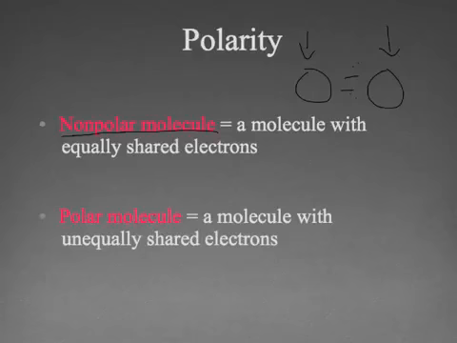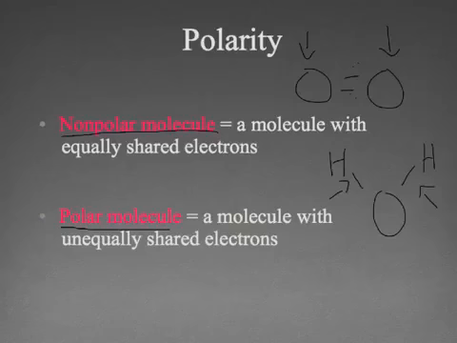However, in a polar covalent bond, the electrons are not shared equally. An example of a polar molecule is water. The electrons in each of these bonds end up hanging out a lot closer to the oxygen than they do to the hydrogen. So that's a polar molecule, a molecule with unequally shared electrons.